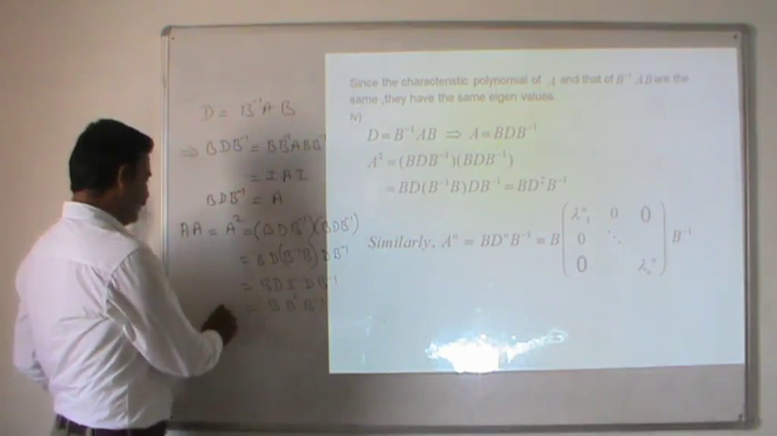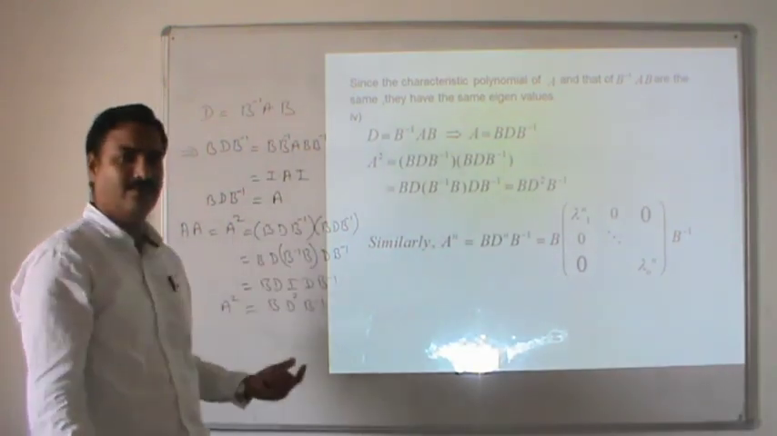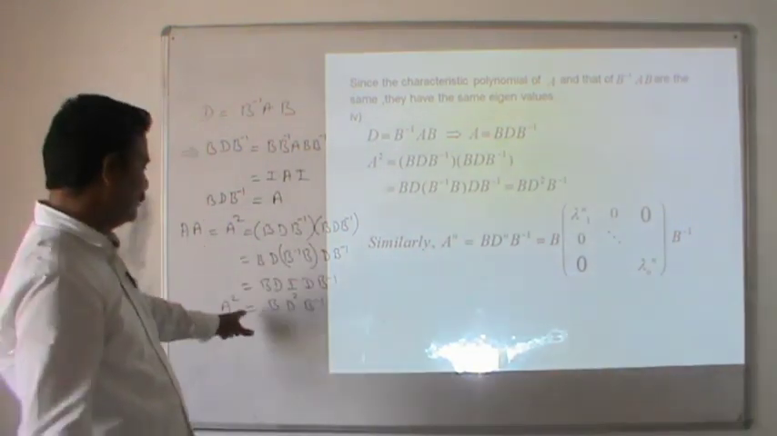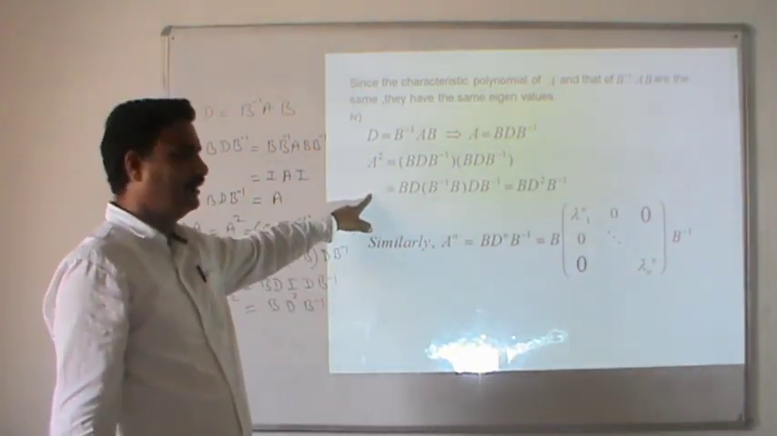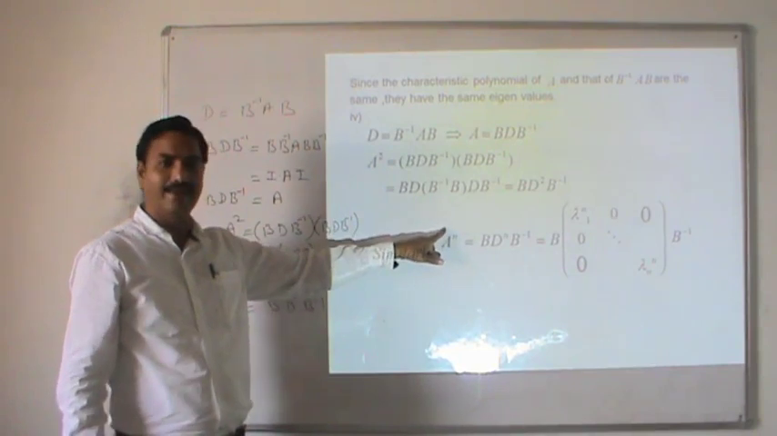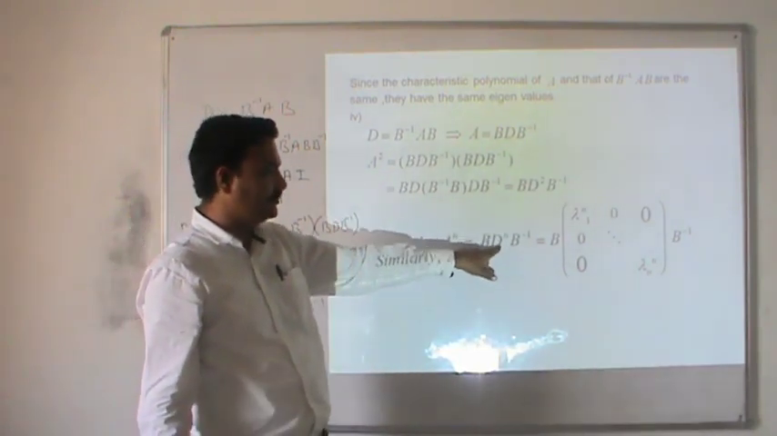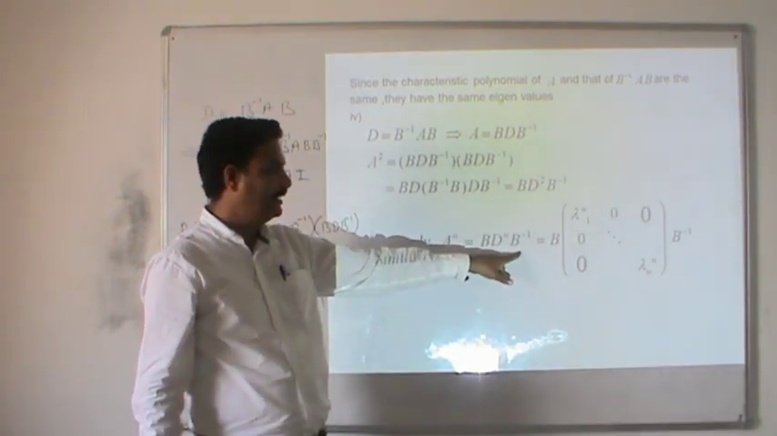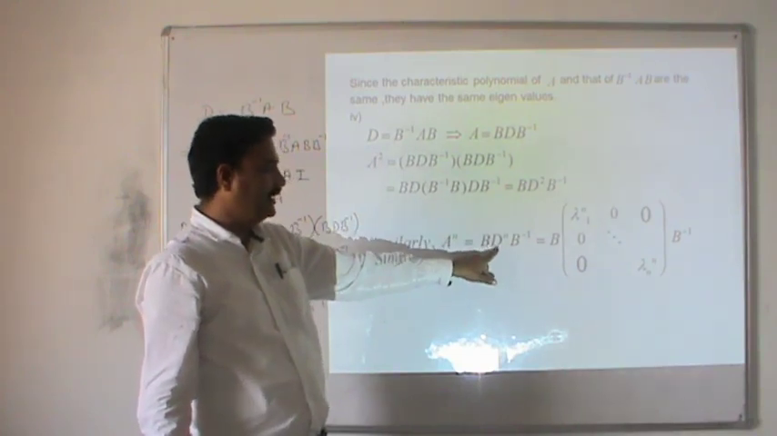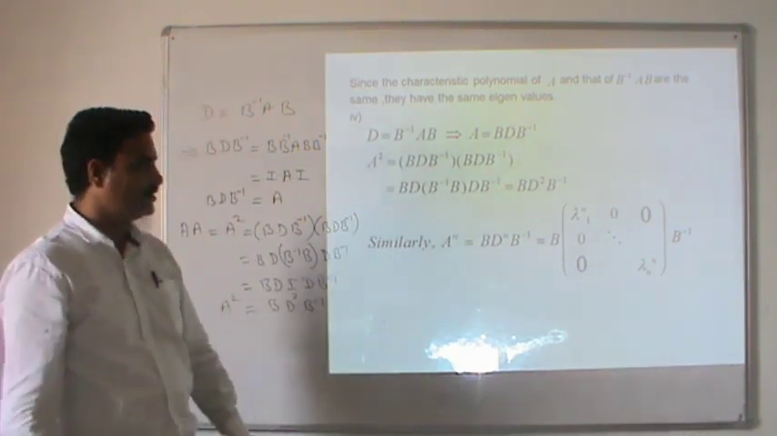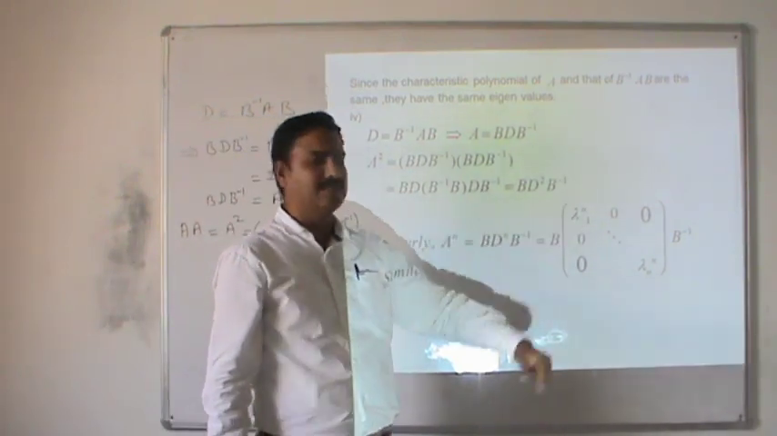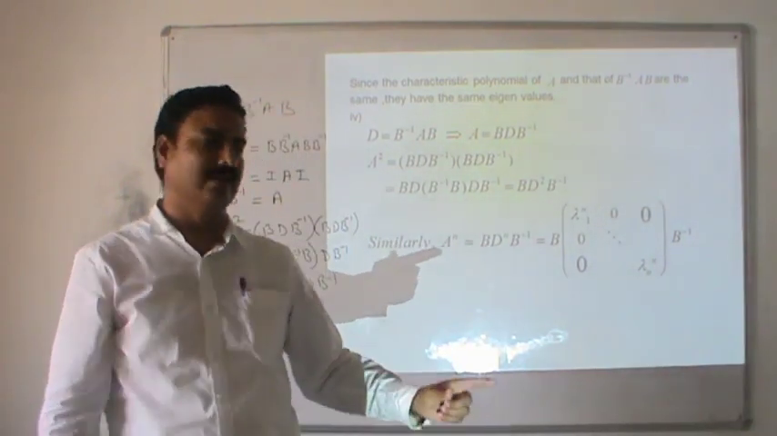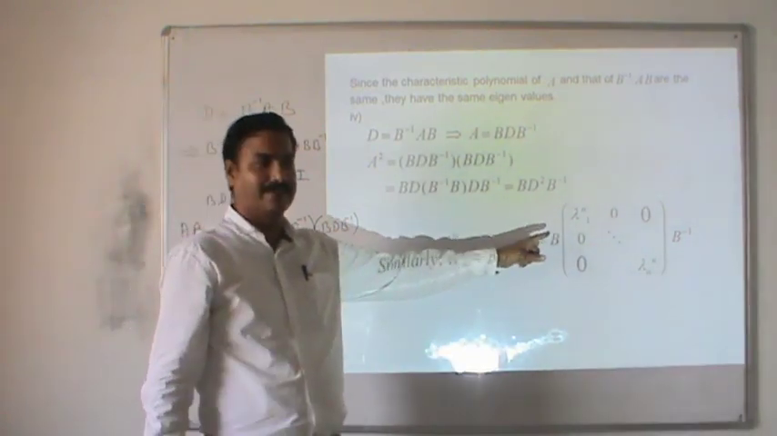So finally, we get the expression for A squared, which is A squared equals B D squared B inverse. If we proceed in this manner, we will reach A to the power n equals B D to the power n B inverse. And further, D is a diagonal matrix, so D to the power n means we simply put the power n over the principal diagonal elements, which are basically the eigenvalues of the square matrix A.